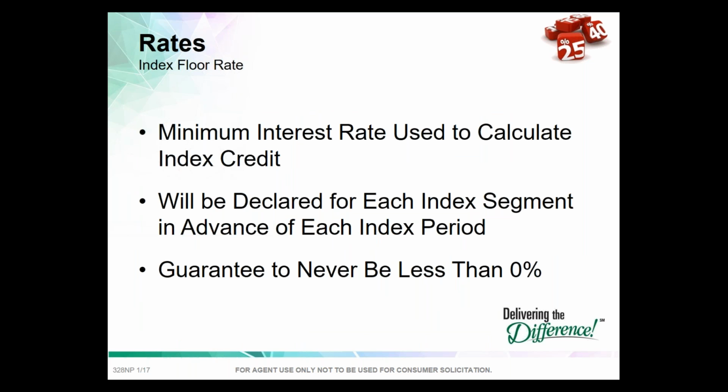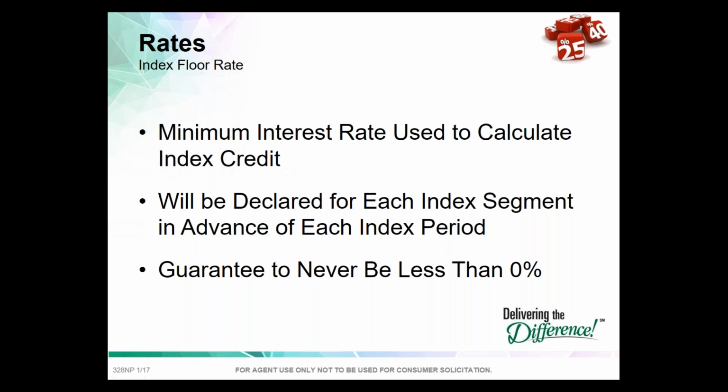So let's look at the floor rate now, because this is really what makes Index UL so exciting. It's the idea that we can protect the client from losing money. The idea here is in a down market, zero is my hero. I'm jumping to the last bullet here. The floor is guaranteed to never be less than 0% on North American's products and most of the products in the industry. Guaranteed to not be less than 0%, meaning if the index goes down, you can't credit a negative return. So it's a minimum interest rate used to calculate the index credit.